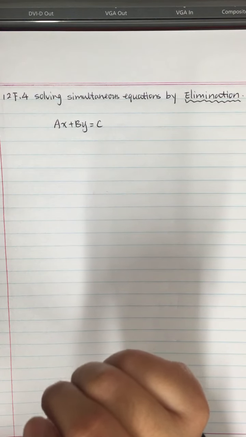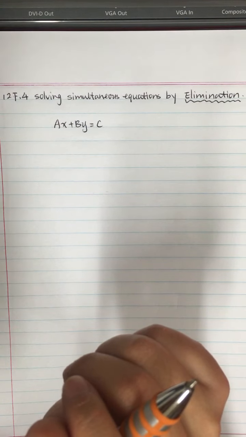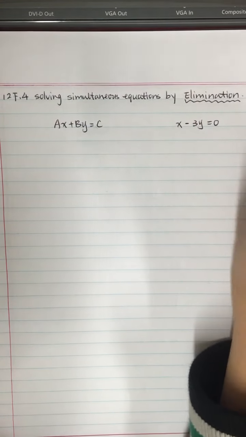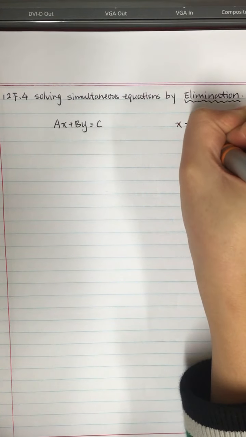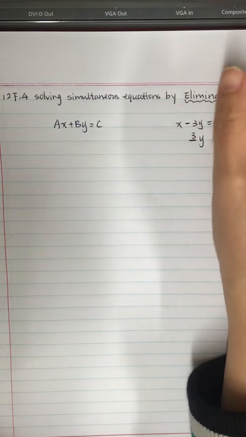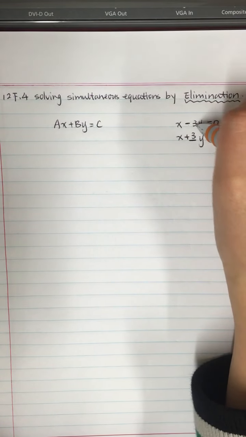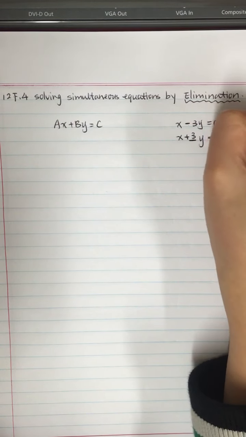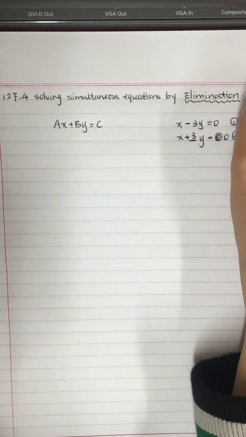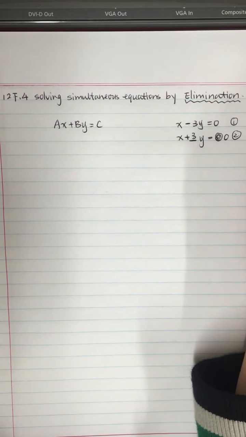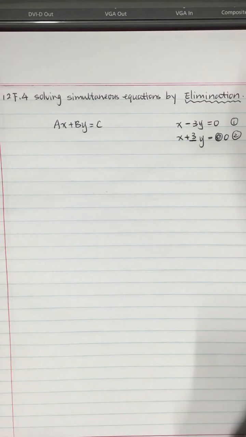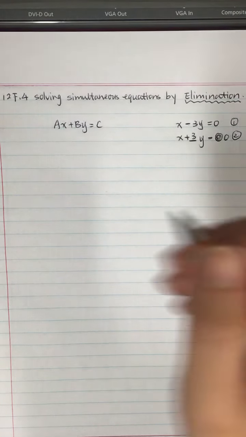So in this method, we can make the coefficients of x or y the same size but opposite in sign. For example, if we have x take 3y equals 0 in one equation and want to cancel out the y, then we make the coefficient 3 with a different sign in the other equation, that also equals 0. Then when we add equations 1 and 2 together, x minus 3y plus 3y cancels out, so you're only left with 2x equals 0, only one variable. This is what we call elimination.